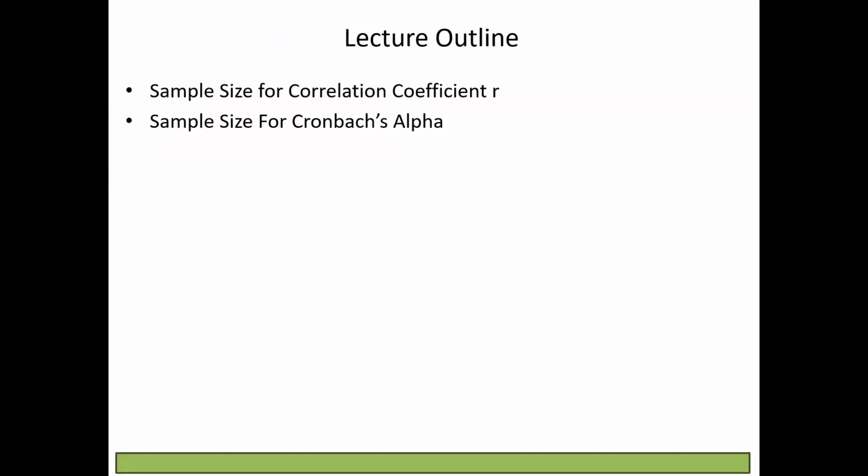So this is my lecture outline. First, I will talk about sample size calculation for correlation coefficient, that is Pearson's R. Then I'll talk about sample size calculation for Cronbach alpha.